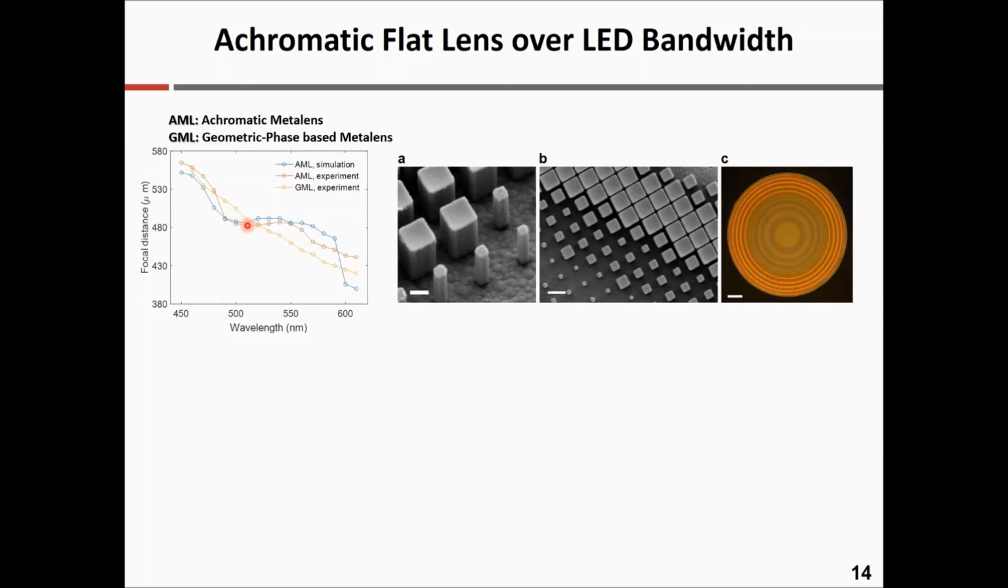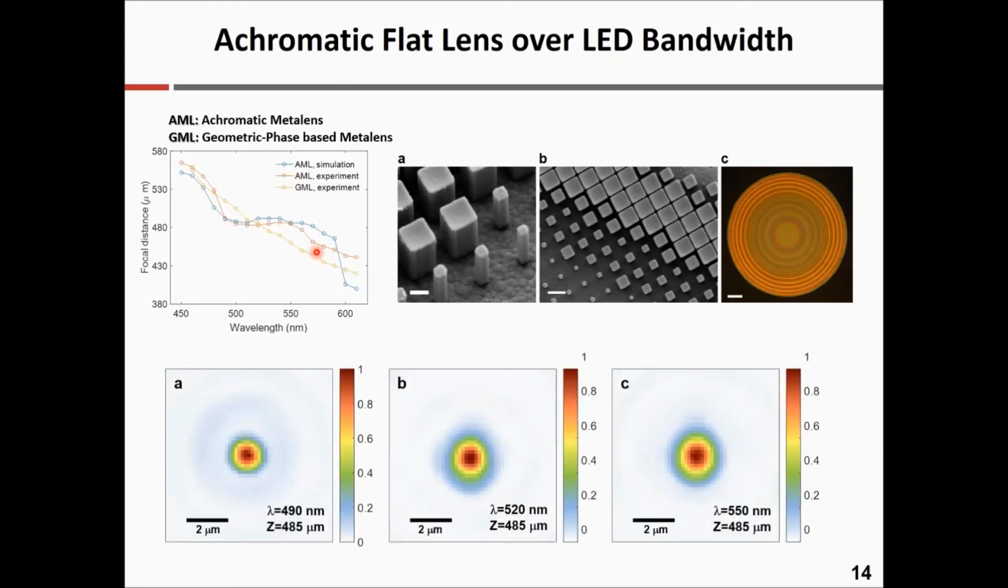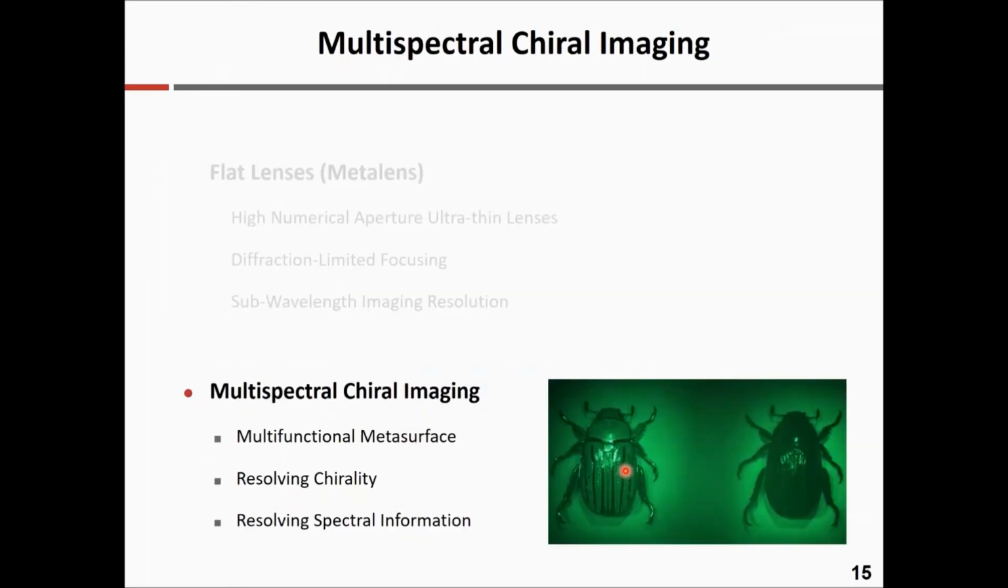If you do not correct for it, and I have a GML, a geometrical-phase-based metalens, this fractional change is 16%. So we reduce it in the simulation more than 10 times. And in our experiment, we can see the lens has a fractional change of less than 1.5%. So this is the red curve here. This shows the focal spot at a fixed distance from the lens, or the intensity profile of the lens from the fixed distance from the lens. You can see over this bandwidth, most of the light is in focus.